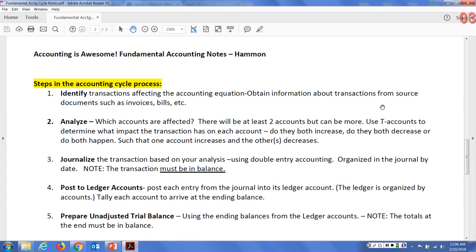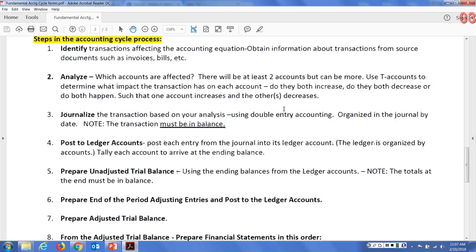The first item is that you want to identify some transaction has occurred that affects the accounting equation. Perhaps an invoice or some other document will come across your desk and you realize that this has triggered a transaction. You need to identify what happened. So step 2 is which accounts are affected. At least 2 will be impacted for the debit and the credit side, but there could be others. If you're preparing a payroll entry, you might have a dozen accounts that are impacted. It's fine. We just figure out the debit and credit side, make sure it's in balance, and we prepare that entry.